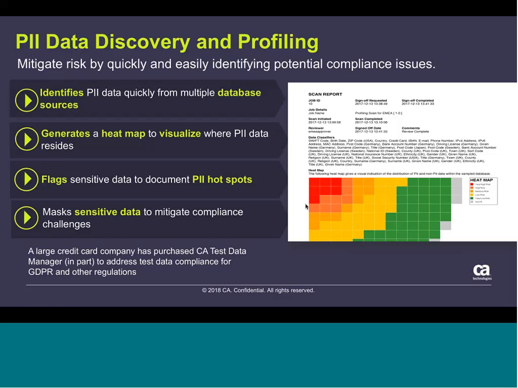This is a very simple yet very powerful workflow that you can use to identify your PII sensitive data very quickly across multiple data sources. Once the workflow runs, it creates a heat map, as you can see on the right side, that helps you visualize where the PII data resides. Then you can flag the sensitive data to document where the hotspots are. And then finally, you can call the masking engine to actually mask the sensitive data and mitigate compliance challenges. This is the first step towards addressing your GDPR compliance. This came out last December.